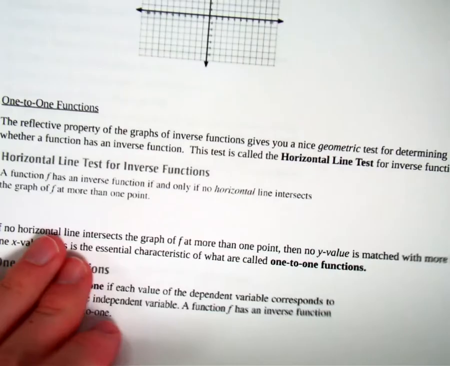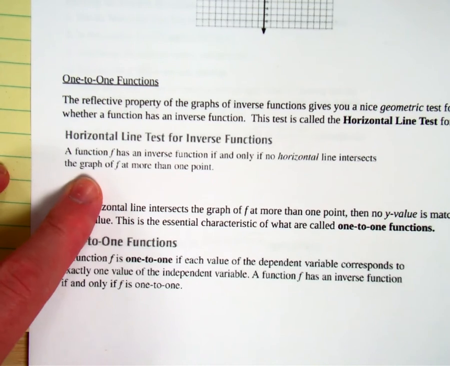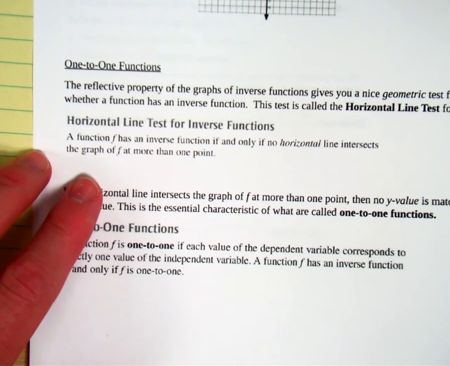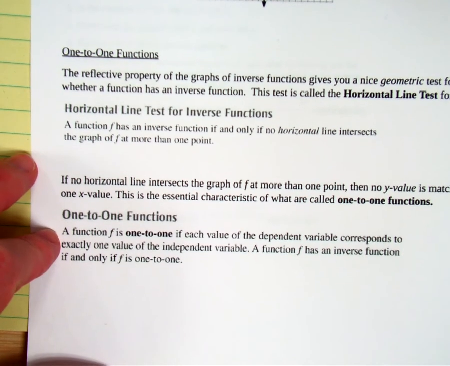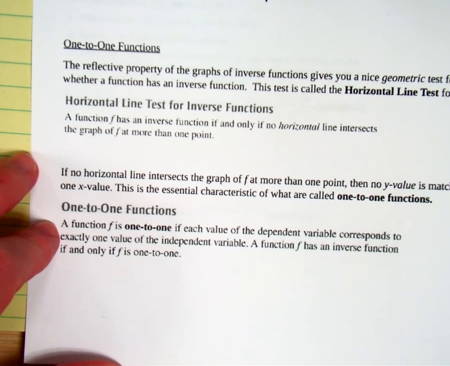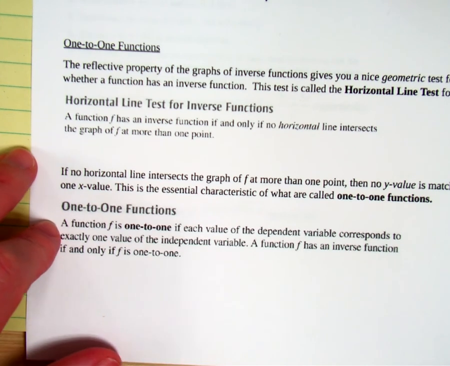Okay, one-to-one functions. The reflective property of graphs of inverse functions gives you a nice geometric test for determining whether a function has an inverse. This test is called the horizontal line test. A function f has an inverse function if and only if no horizontal line intersects the graph of f more than once. If no horizontal line intersects the graph of f at more than one point, then no y value would be matched with more than one x. This is an essential characteristic of what is called one-to-one.